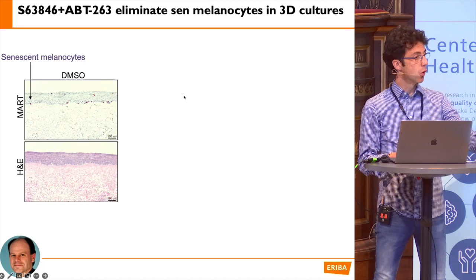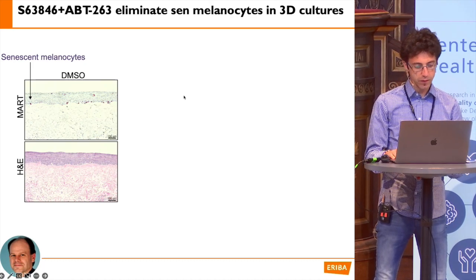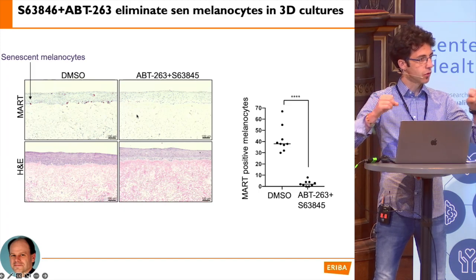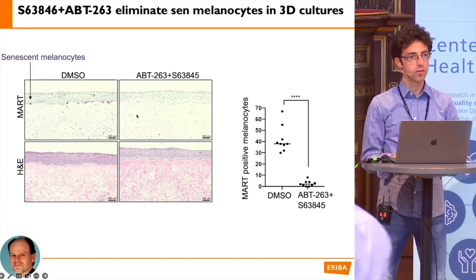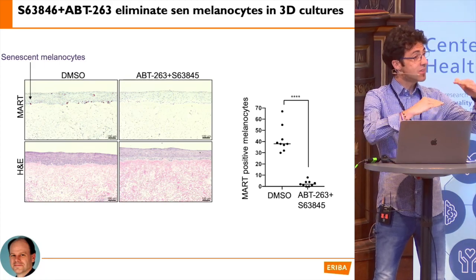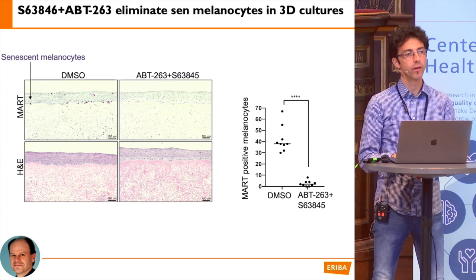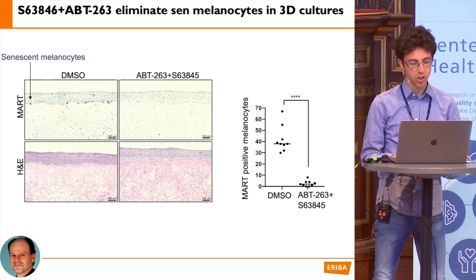And then we exposed these cultures to our combination treatment. And what we could see was that these structures completely disappear. So these senescent melanocytes were killed in these cultures, but the skin structure was completely unaffected. So there was no toxicity for the other cells that were present in the tissue.